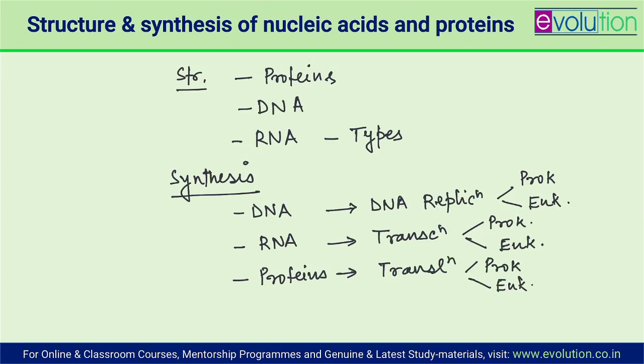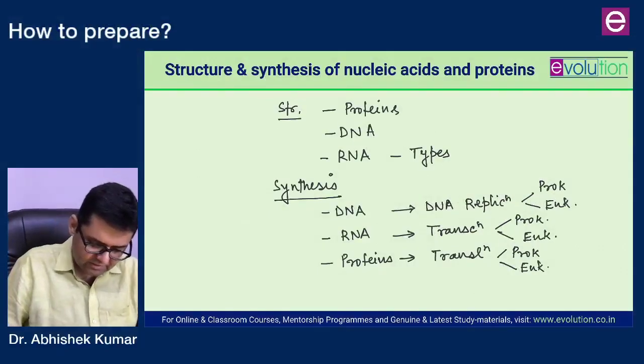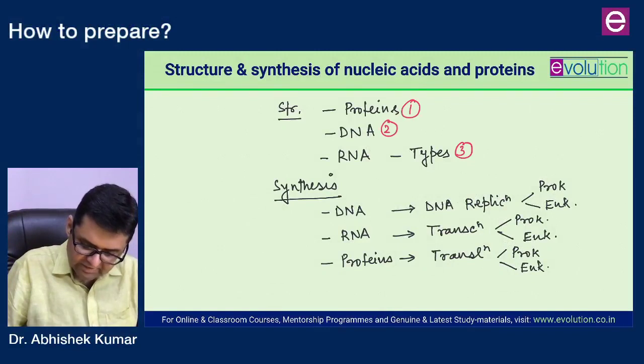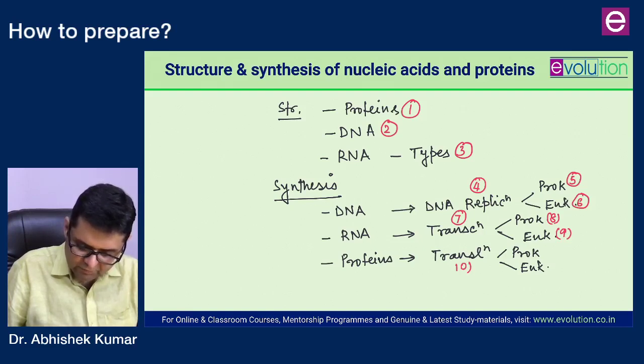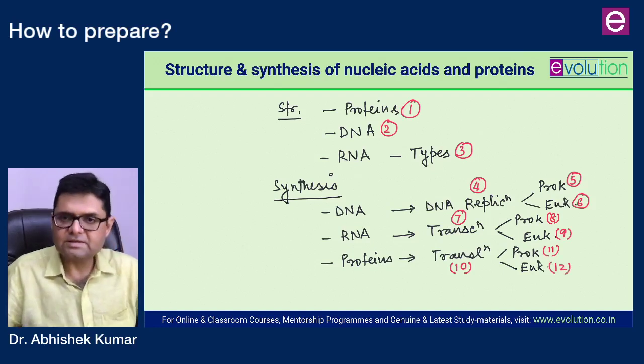To be clear, how many different types of questions we are looking at? Protein structure, one question. DNA structure, second question. RNA structure and types, third question. DNA replication, general question, fourth. DNA replication in prokaryotes, fifth. DNA replication in eukaryotes, sixth. Transcription, general question, seventh. Transcription in prokaryote, 8. Transcription in eukaryote, 9. 10th question is a general question on translation. 11th, translation in prokaryotes. And 12th, translation in eukaryotes.